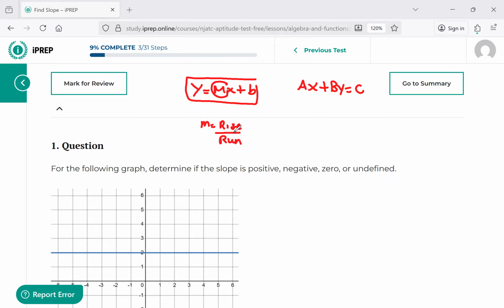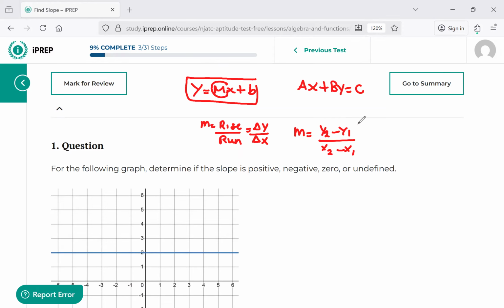Yeah, rise over run, or you could call it the change of y over change of x, right? There's also another way. If you are given two coordinates, you can find the slope by using the slope formula, which is y2 minus y1 over x2 minus x1. What does that mean?